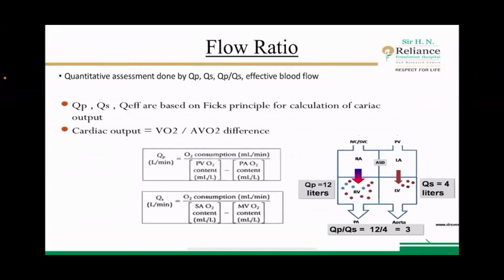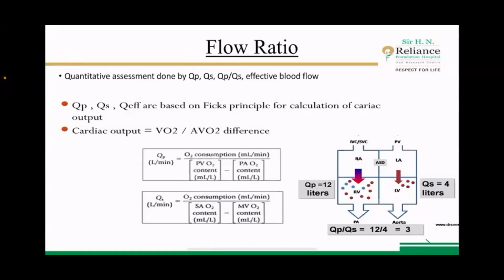So cardiac output based on Fick principle is oxygen consumption divided by the arteriovenous oxygen difference. So when we talk about the flow across the pulmonary capillaries, QP, that will be the oxygen consumption divided by the pulmonary venous minus the pulmonary arterial oxygen content. Similarly, for the systemic flow, it will be oxygen consumption divided by the systemic arterial minus the mixed venous oxygen content. So it will be the difference in the oxygen content on both sides of the circulation, QS and QP.